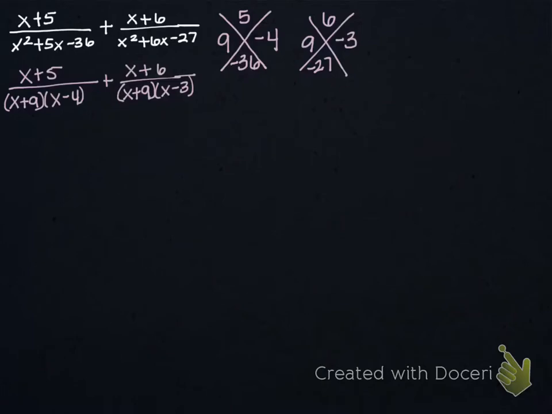So first, let's make a note of the LCD. The LCD is each one of the factors the most times they appear in a single factorization. So we have x plus 9. That appears at most once in one factorization. We have x minus 4. That appears at most once in each factorization. And we have x minus 3, which also appears at most once in each factorization. So our LCD is x plus 9 times x minus 4 times x minus 3.